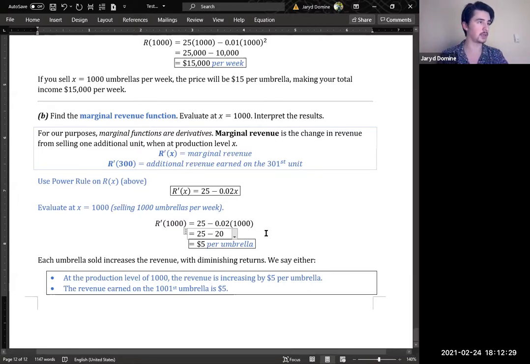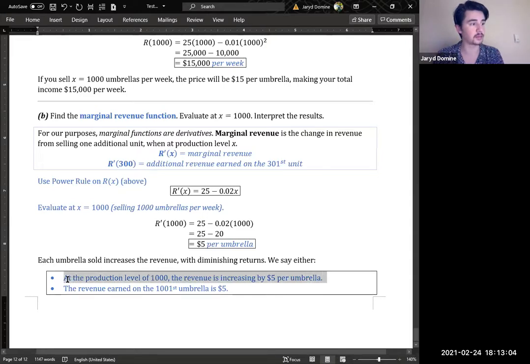Okay, and so looking at the question, there are 3 parts: find the function, evaluate it, and then interpret it. So we found the function, we evaluated it at 1,000, we got $5. And then the explanation is worth a lot of points, so it's very important that you get this correct. There are 2 ways that you can say it. The way this really works is that each umbrella that we sell increases the revenue, right? With diminishing returns.